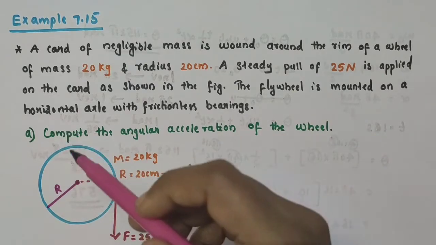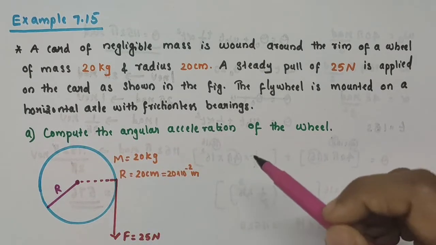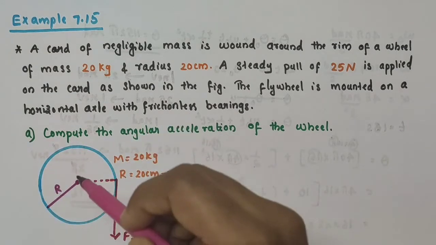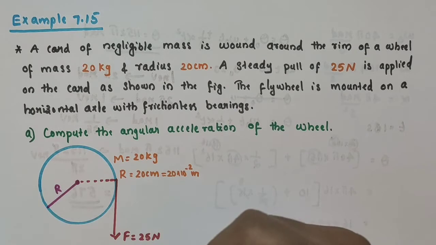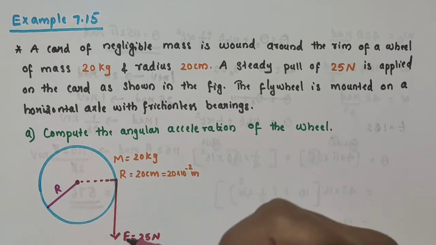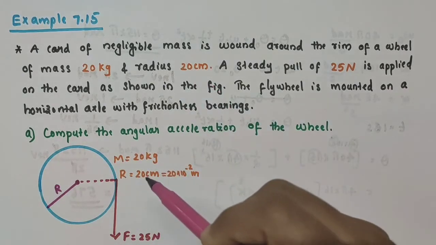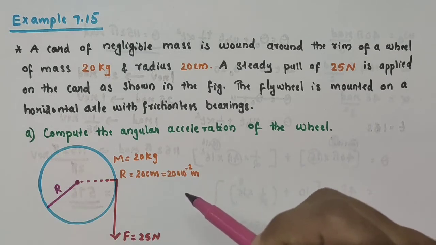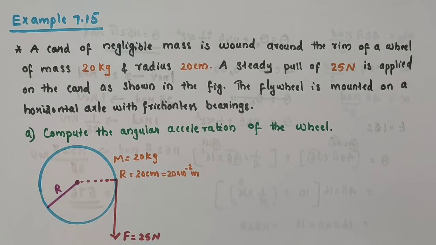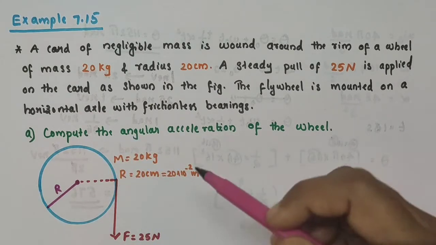Okay. So, the first sub-question is compute the angular acceleration of the wheel. Here we have that wheel, its radius is R. Then a force of 25 Newton is applied on the cord as shown here. Its mass is 20 kg. Its radius is given as 20 cm. 1 cm is equal to 10 raised to minus 2 meter, so 20 cm is equal to 20 into 10 raised to minus 2 meter. First of all, we want to calculate the angular acceleration of the wheel.